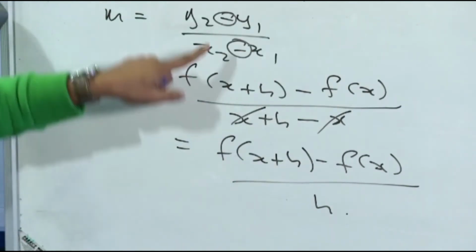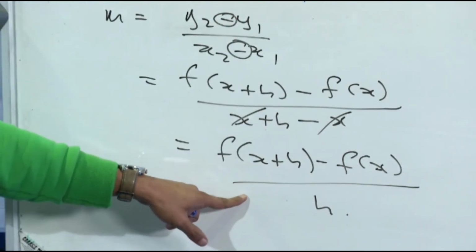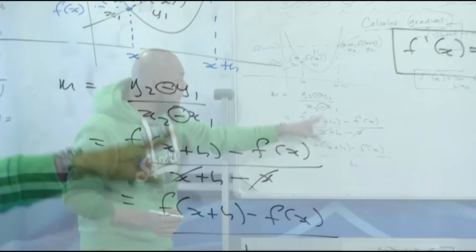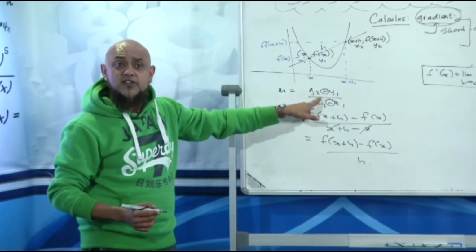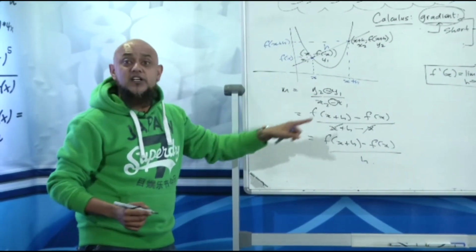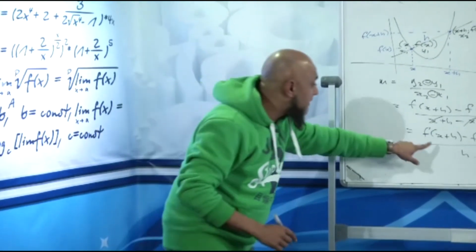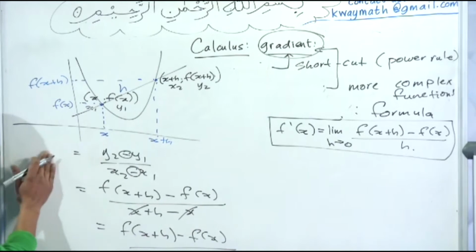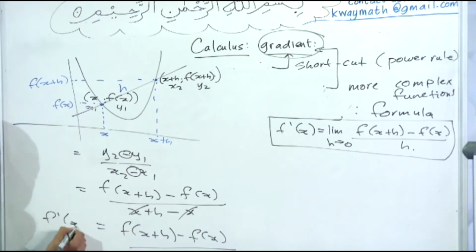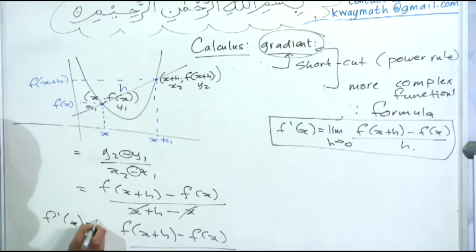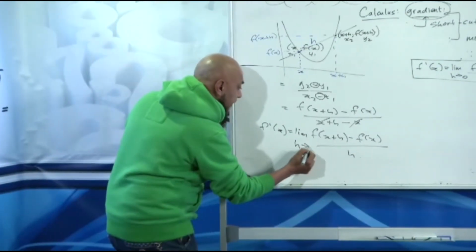Isn't that my calculus formula? And where did I get that calculus formula from? y2 minus y1 over x2 minus x1. So what I'm doing here is just proving to you that the gradient is given by that. Now we don't call it m anymore, we call it f dash x, because that's your gradient. And why do we call it a limit? Limit as h approaches 0.